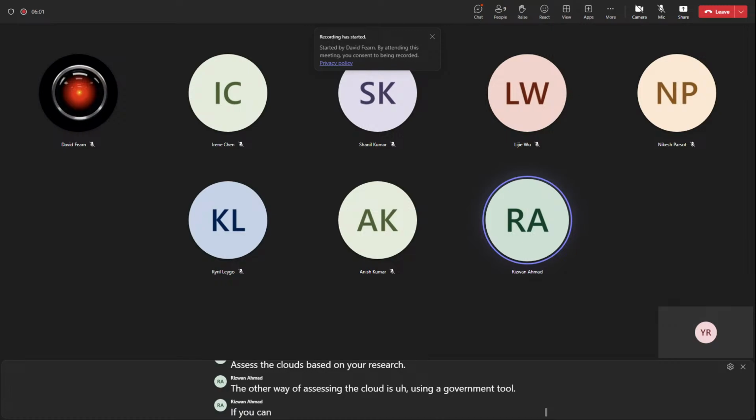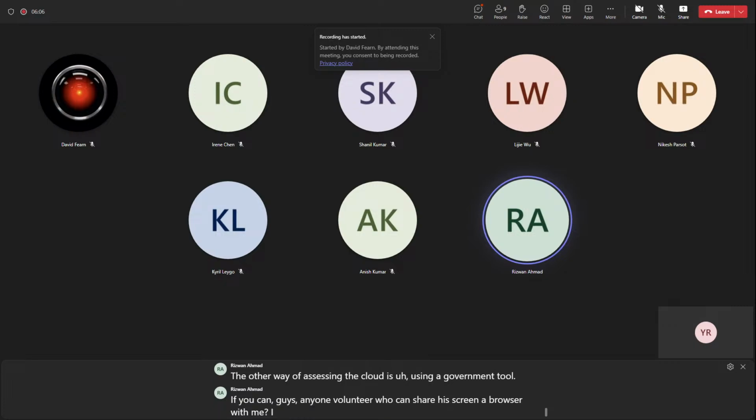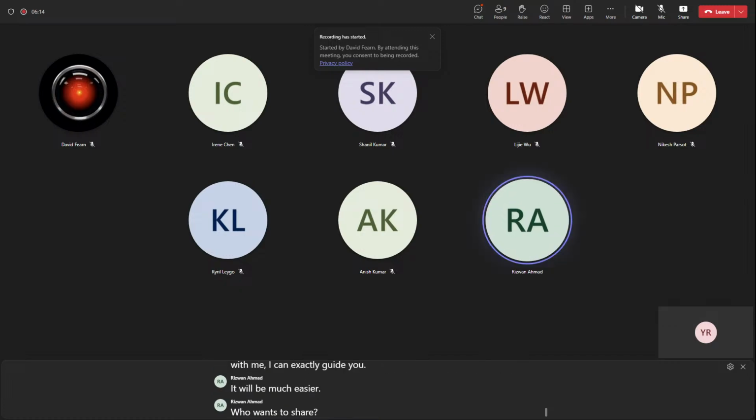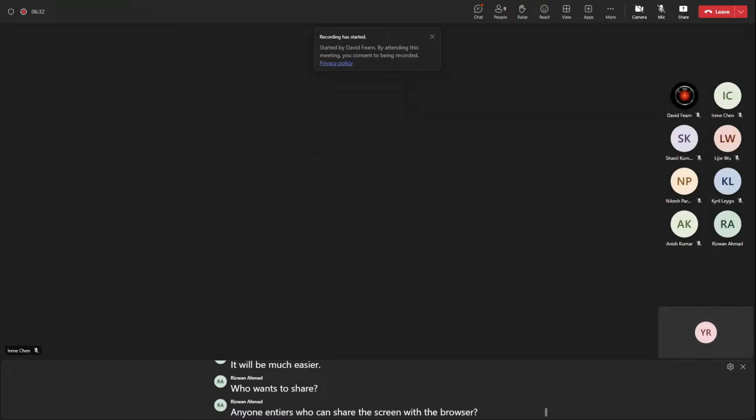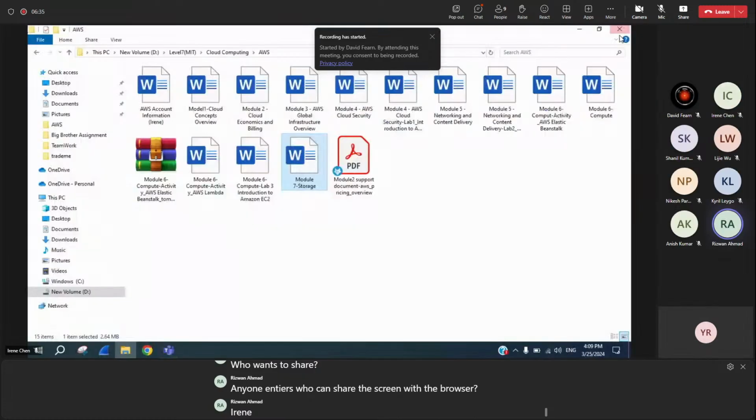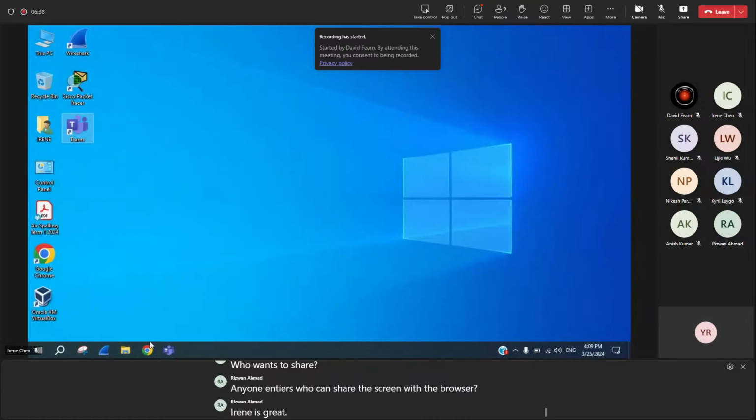Guys, if anyone can volunteer to share their screen, a browser with me, I can exactly guide you. It will be much easier. Who wants to share? Any volunteers who can share the screen with the browser? Irene is great. Just a browser.